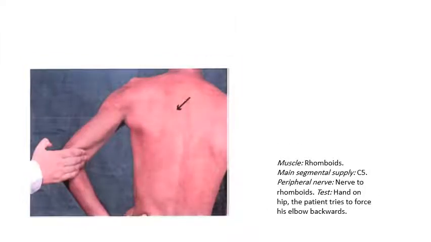The rhomboids are a group of muscles that are attached to the medial border of the scapula. They are supplied by C5 and the nerve to rhomboids. The patient is asked to put his hand on his waist, and then the patient tries to pull his elbow backwards against resistance. Paralysis of the rhomboids is one of the causes of winging of the scapula.